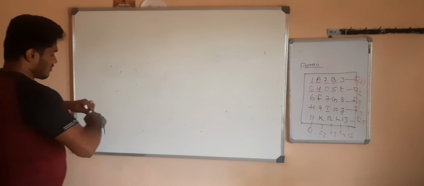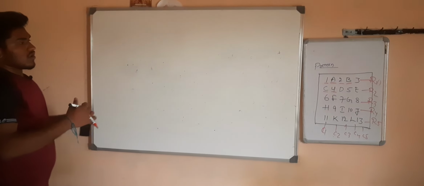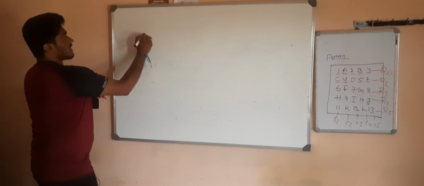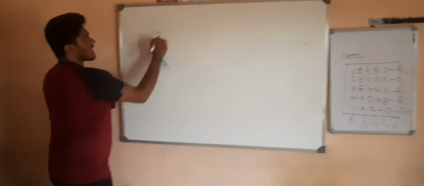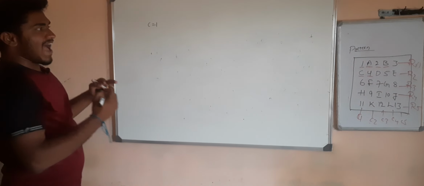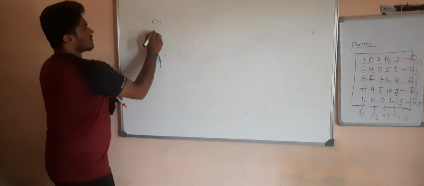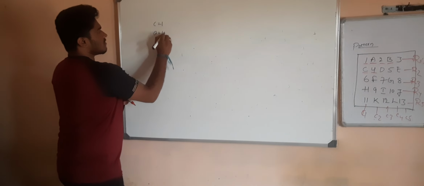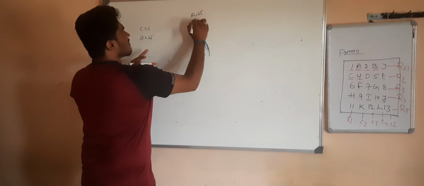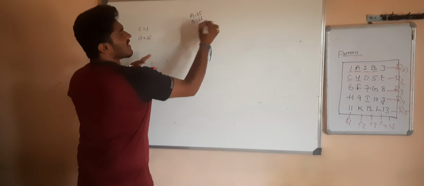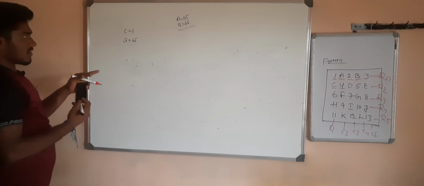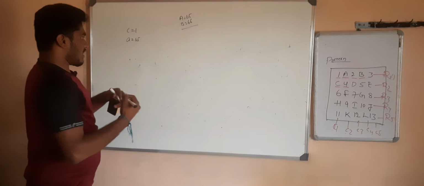Okay, so let me start the program. So initially the number is 1, right? So for that I am assigning C as 1, and then according to ASCII the value of A is 65. That means A value is 65, B value is 66, likewise. So these are the ASCII values of the characters. Okay, so now I am going to start the Python program.